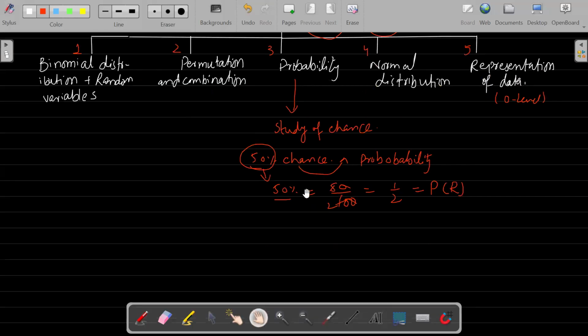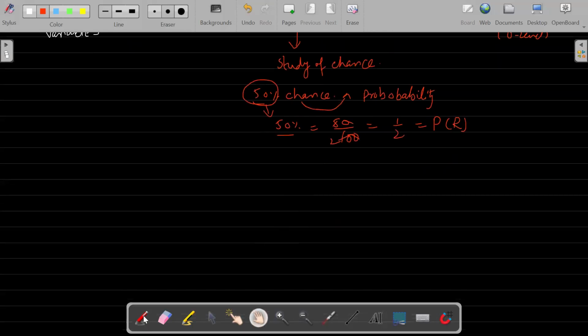Now let's talk about the formula of probability. The formula of probability is: probability of an event is equal to favorable outcomes over total outcomes.